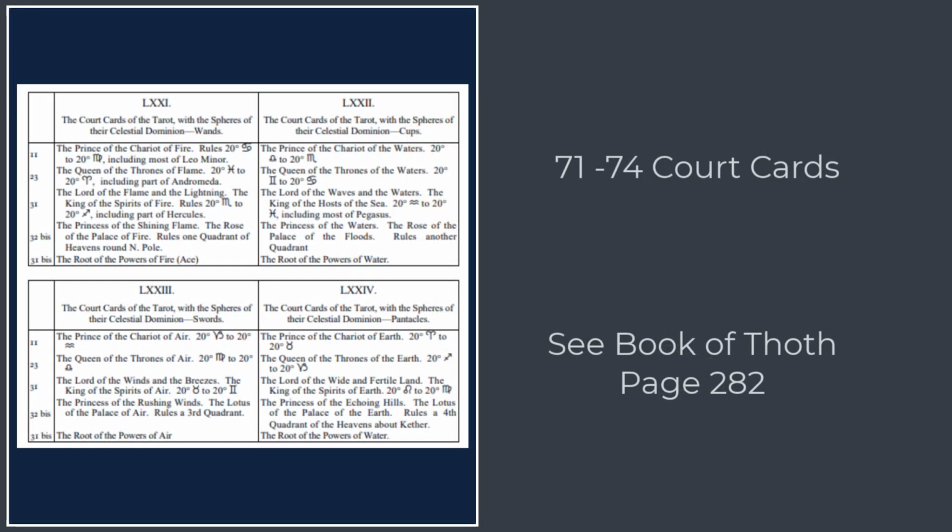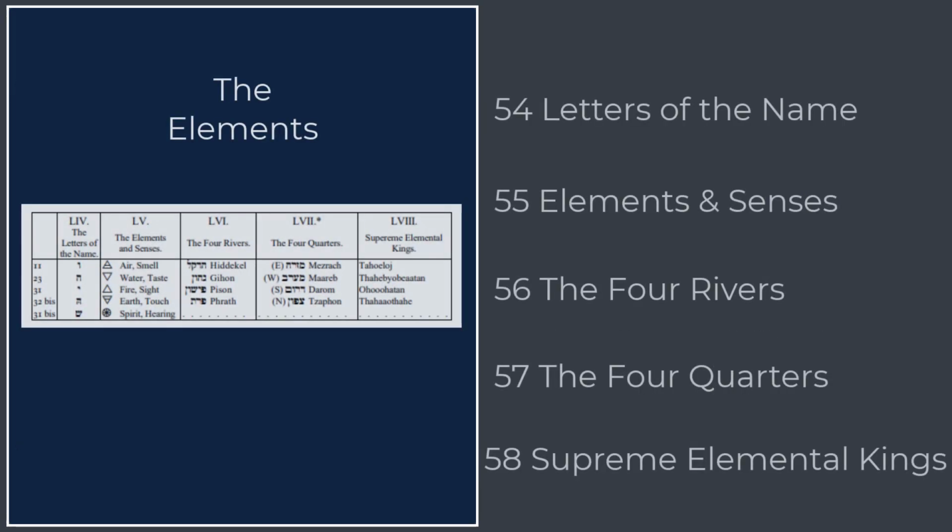The court cards are found in tables 71 to 74. These are similar to page 282 of the Book of Thoth, except in the Book of Thoth, the aces have been removed and they are actually found with the minor arcana. The elements are grouped together in these columns.